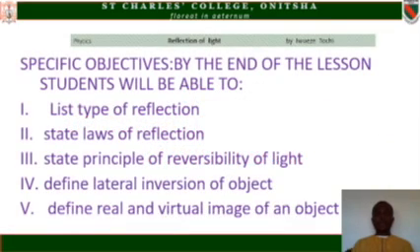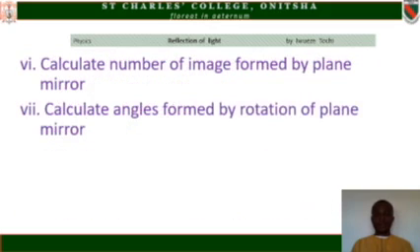Now, let us go into the specific objectives. By the end of the lesson, you students will be able to list types of reflection, state laws of reflection, state the principle of reversibility of light, define lateral inversion of an object, define real and virtual image of an object, calculate the number of images formed by plane mirror, and calculate angles formed by rotation of plane mirror.